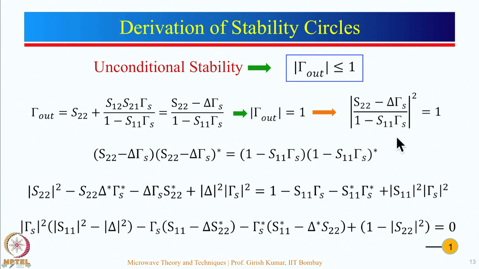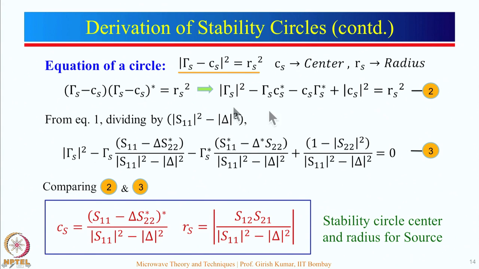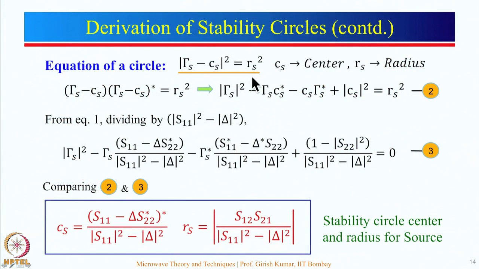So, let us see what is the form of the circle. So, this is the equation of a circle in the polar coordinate. You might be familiar with the equation of a circle as x square plus y square is equal to a square. That is in rectangular coordinate, or we say Cartesian coordinate. This is the equation in the polar coordinate. So, what is this equation here? Let us see. Gamma S is the source reflection coefficient. This is the center of the stability circle, and this is the radius of the stability circle.